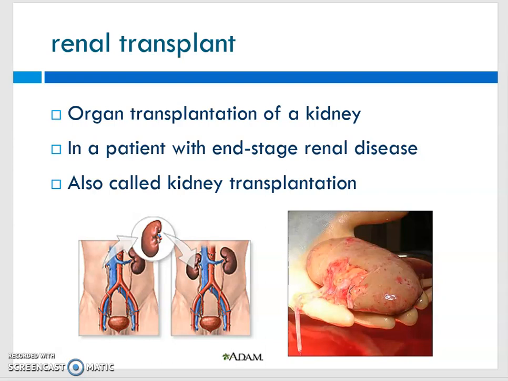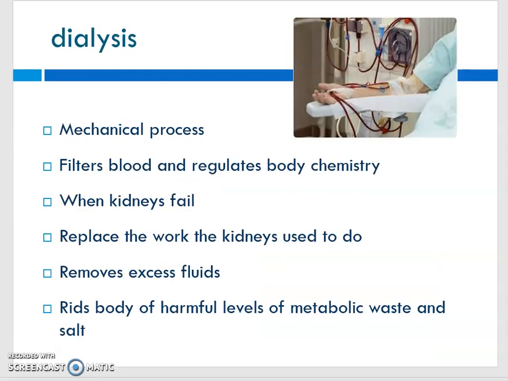If both kidneys fail, there's only one of two things. Renal transplant is one option. The other is dialysis, a mechanical process that filters blood and regulates body chemistry when the kidneys fail. This is essentially a mechanical kidney. It replaces the work that kidneys used to do, removes excess fluids and metabolic waste, extra electrolytes, everything a kidney would do. This does it mechanically. Dialysis is the end part of end-stage renal disease.